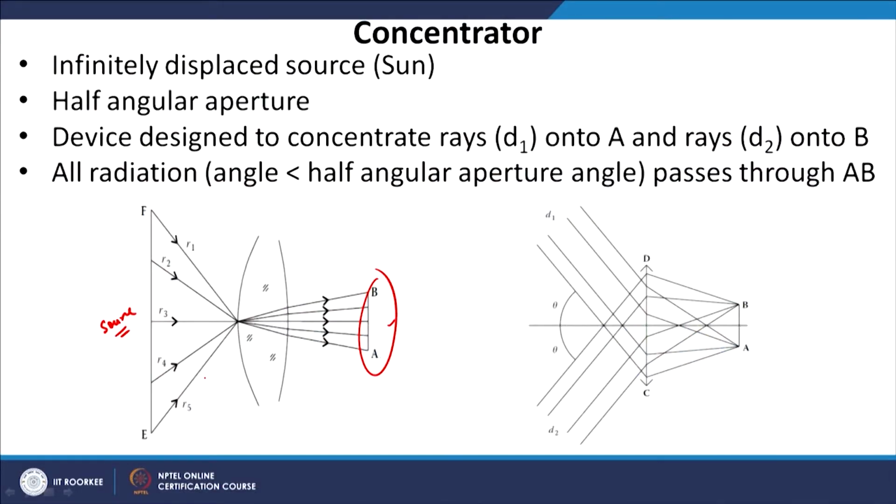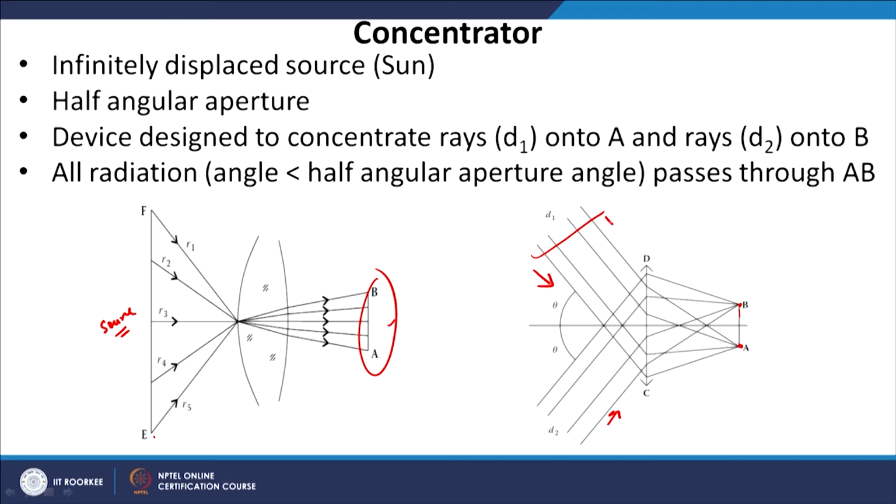What we are interested in is that all the radiation coming from EF should pass through AB, whether AB is an image or not does not matter. That is what we want in a solar concentrator. So, we want to design optics such that all the radiation coming from, let us say, direction D1 should focus on A and all the radiation coming from this direction should focus on B. Then whatever radiation comes from intermediate directions will focus between A and B.